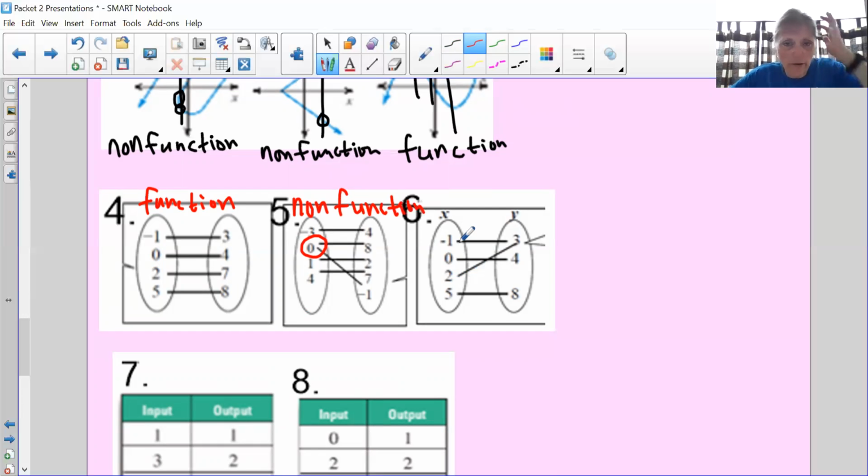Okay, I'm going to look at this very carefully. Got stuff twisted up here. -1 goes to 3 only. 0 goes to 4. 2 goes to 3, and 5 goes to 8. So none of these x's have 2 y values. So this is a function also.